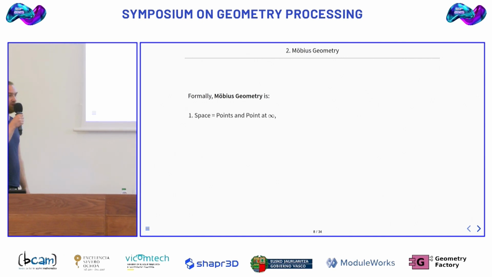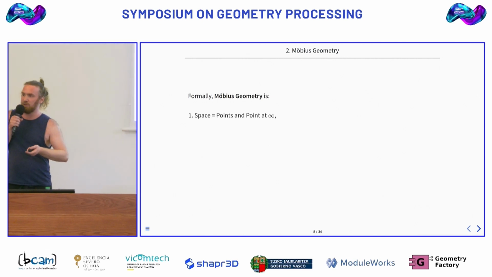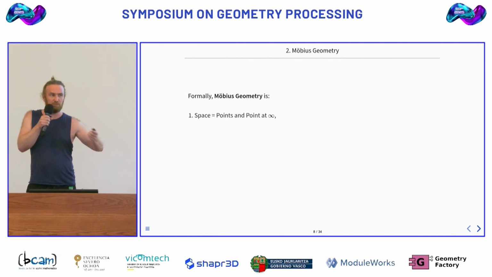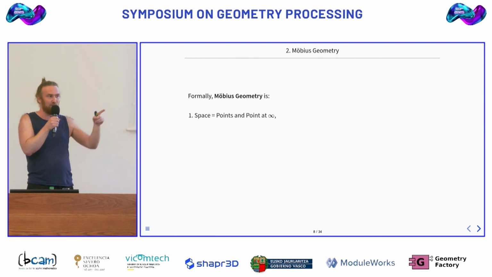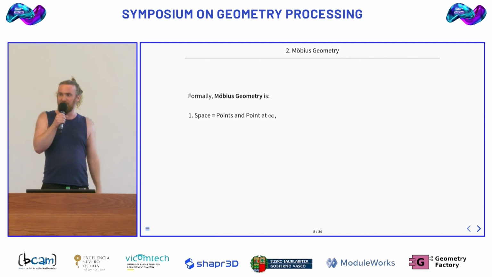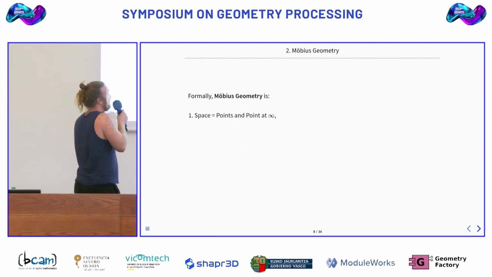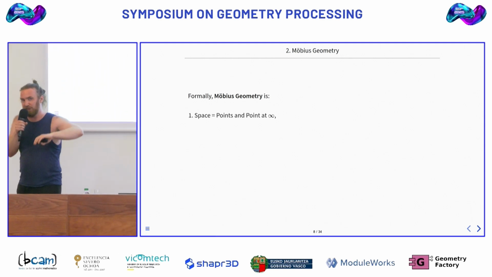What is Möbius geometry really? The nice thing, it's mostly just points. So a space is just standard points, except you add one. That doesn't depend on the dimension. We always add one point, which we call the point at infinity, because it's sort of infinitely far away.